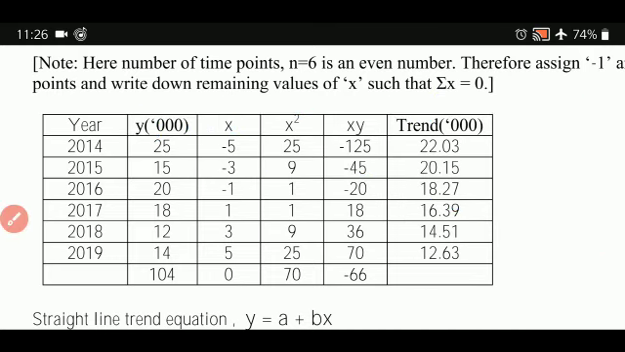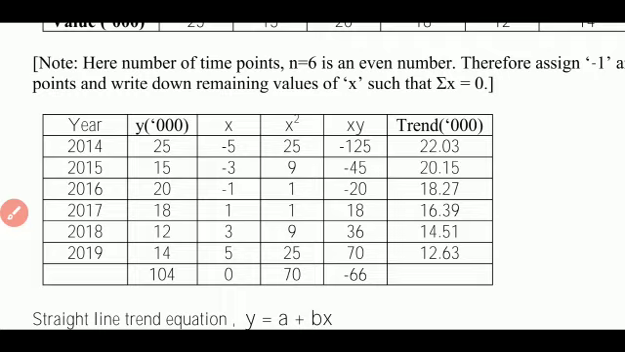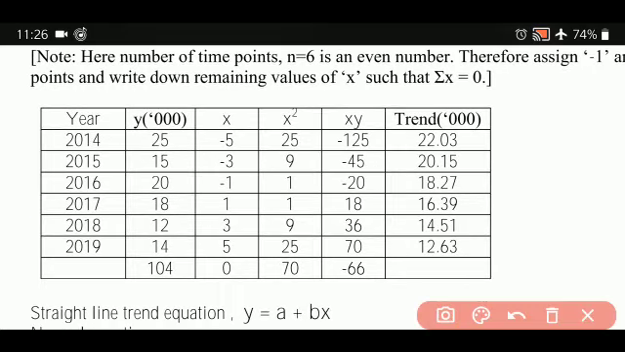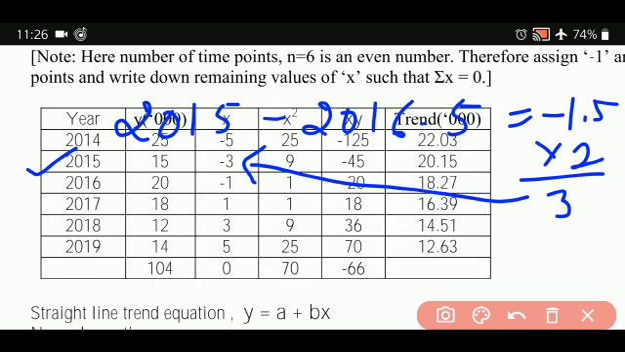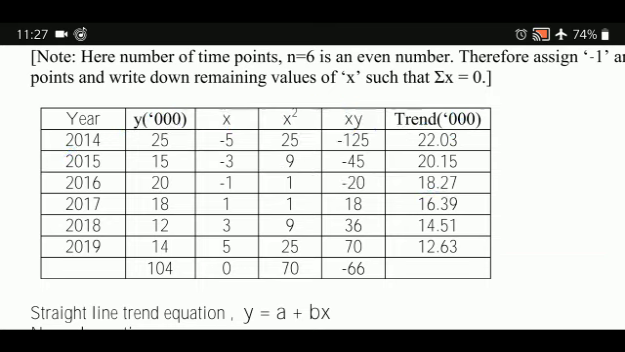Similarly for the next year, 2015 minus 2016.5, the answer is minus 1.5. When you multiply it by 2, you get minus 3. This is the main thing. Why am I explaining this concept to you all? Because you should come to know how these minus 5, minus 3, minus 1 values have come.